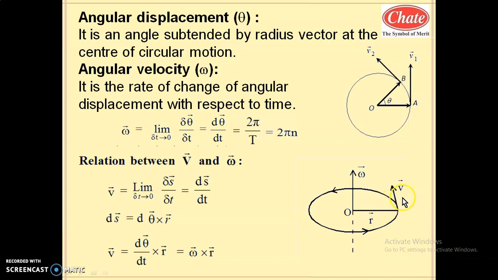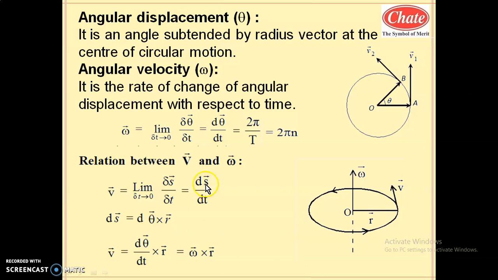So this arrangement is like the x, y and z axes. All these three axes are mutually perpendicular to each other. So omega is vertical, r is horizontal, and v is perpendicular to r. It is also perpendicular to omega, directed inside the screen. So v is inward, omega is vertical and r is horizontal. Here it is very easy to understand the relation between linear velocity and angular velocity.